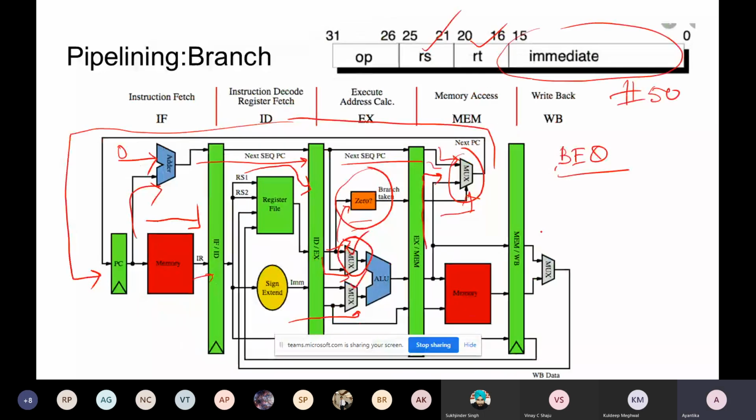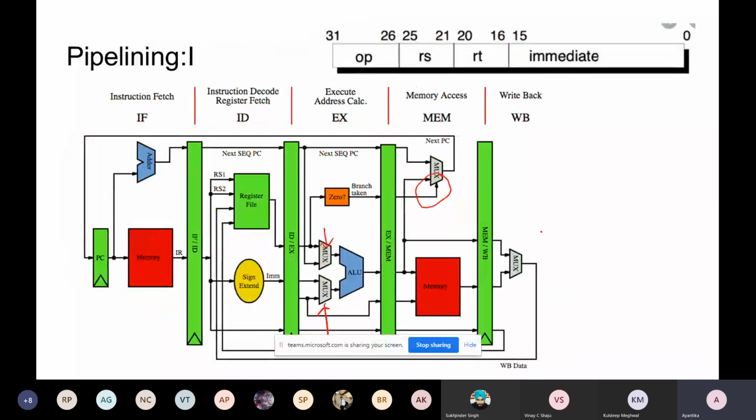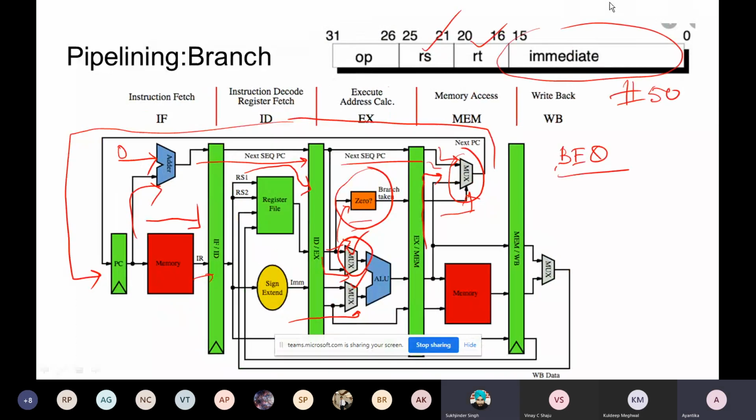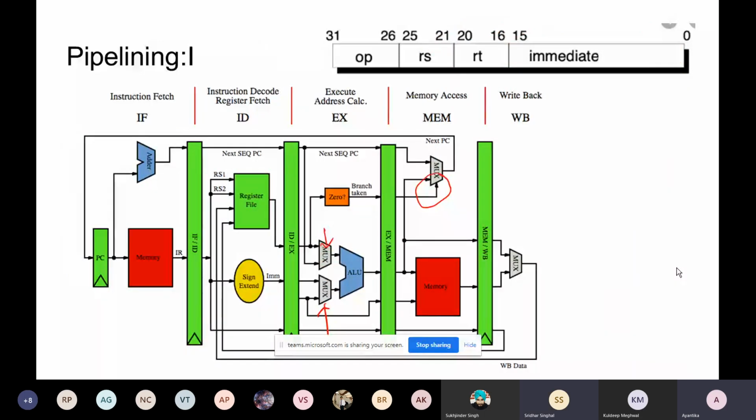Should I repeat any part, or is everything clear? Ma'am, could you repeat the pipelining part? I could not understand. Okay, you couldn't understand, right? So can you repeat with me? Let's say I'm going to do which type of instruction? Do you want this immediate or this type of instruction?